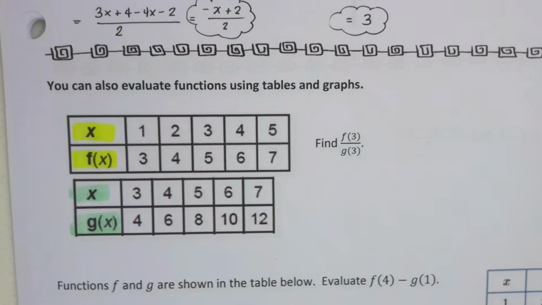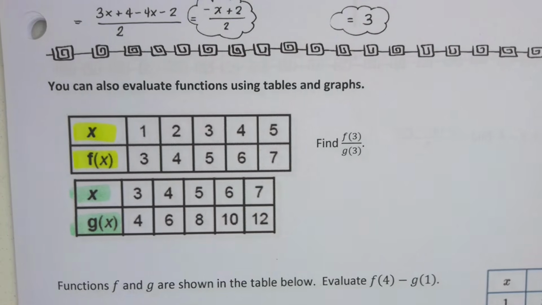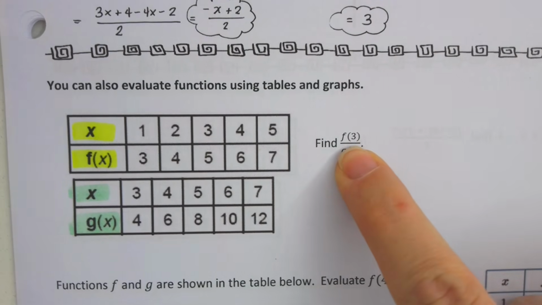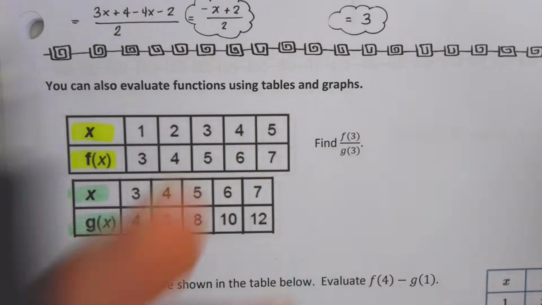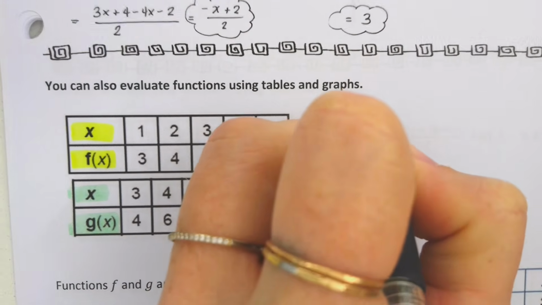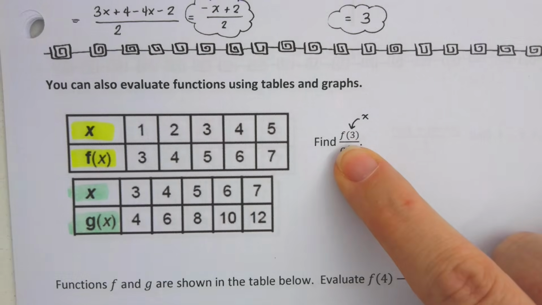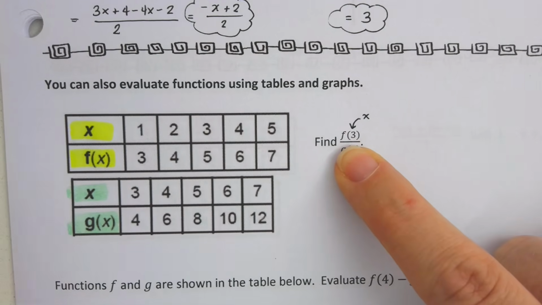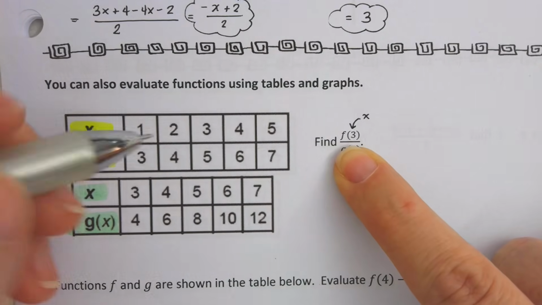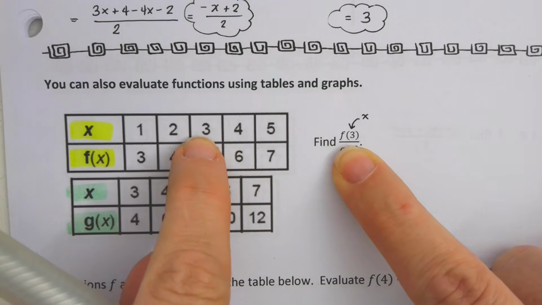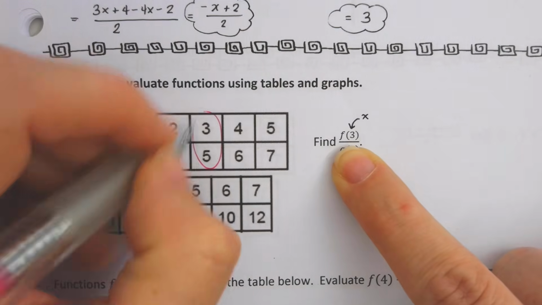So we're asked on this one to find F of 3 divided by G of 3. For F of 3, that means we're going to look on the F table for an X value, because remember the inside is still an X value, for an X value of 3 and then write its Y value. I'm going to circle it in pink. So we're looking on our table for an X value of 3. It's right here.